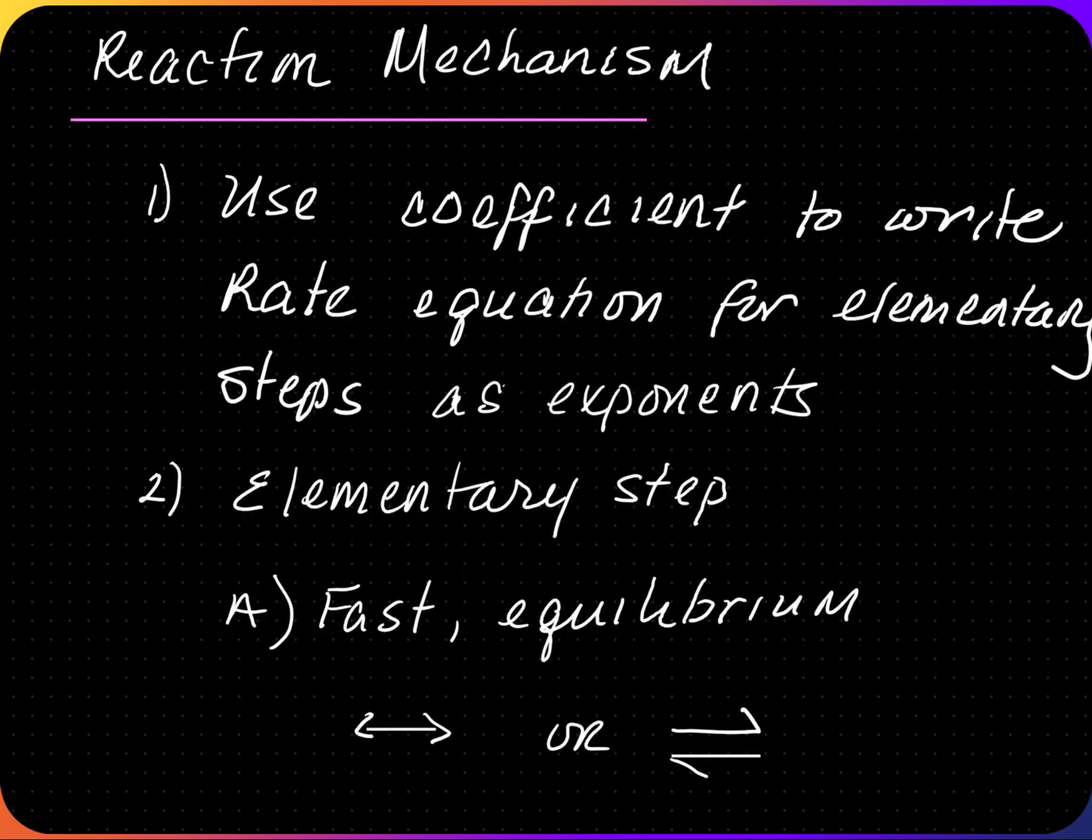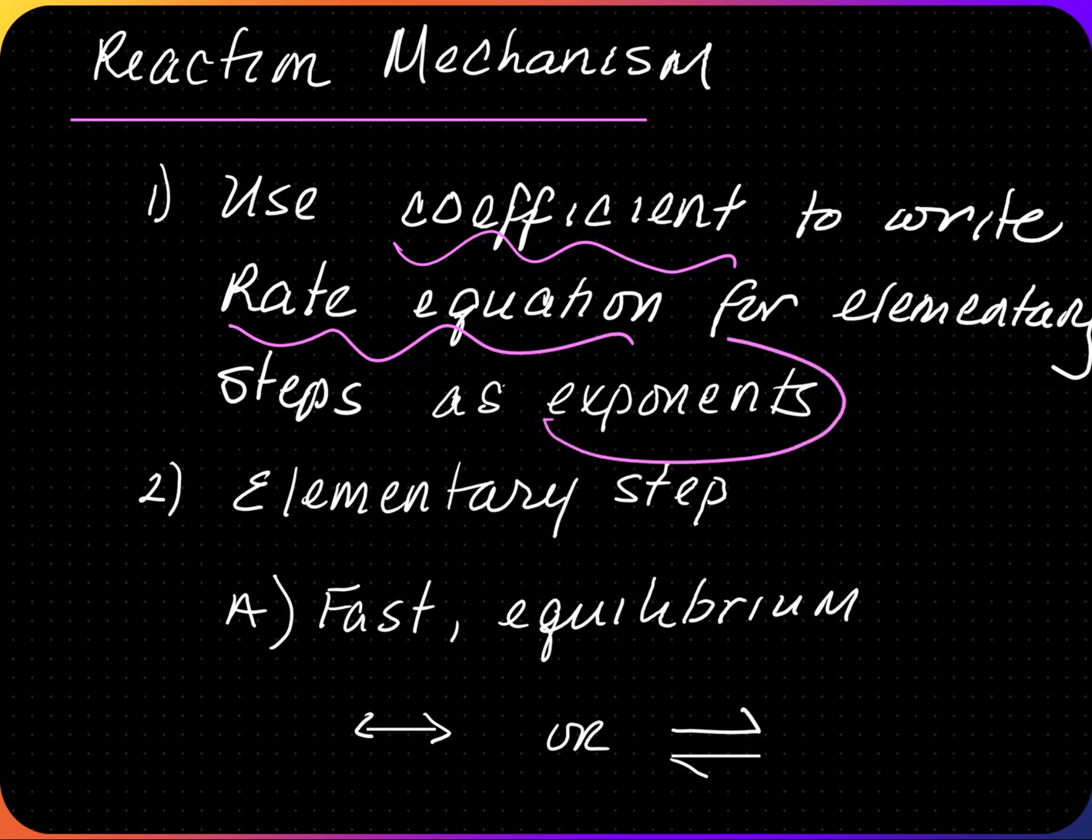When you are solving problems with reaction mechanisms, you are always going to use the coefficients of the balanced equation to write your rate equation for the elementary steps. These coefficients will become the exponents. These are some steps that will help you when writing the reaction rate for a mechanism.